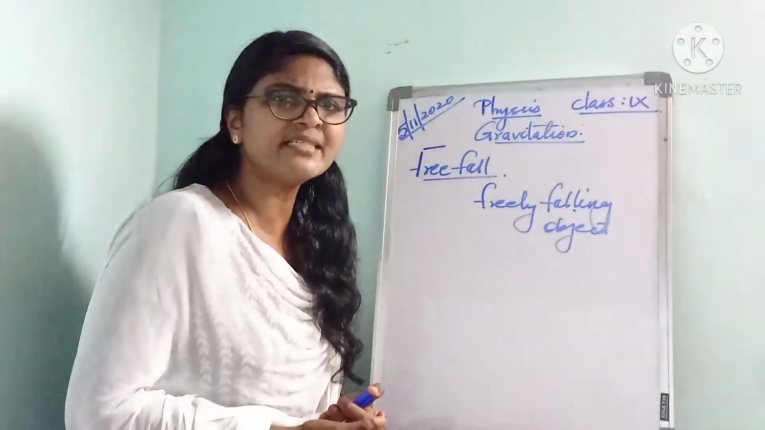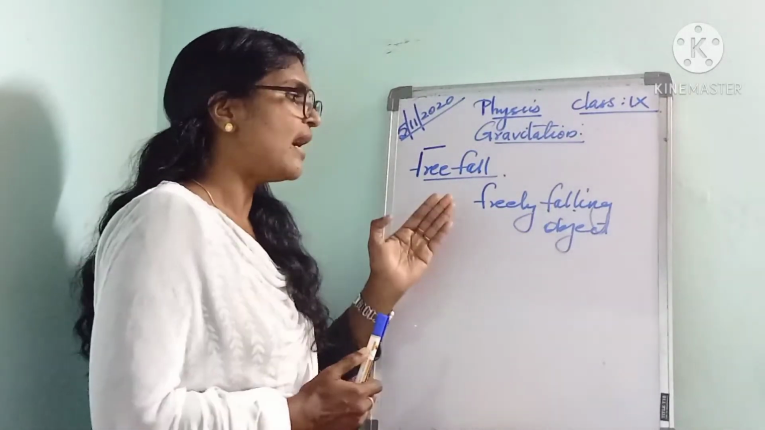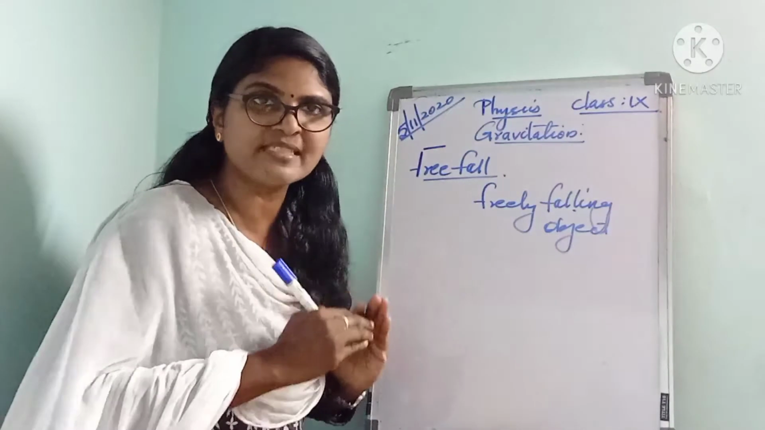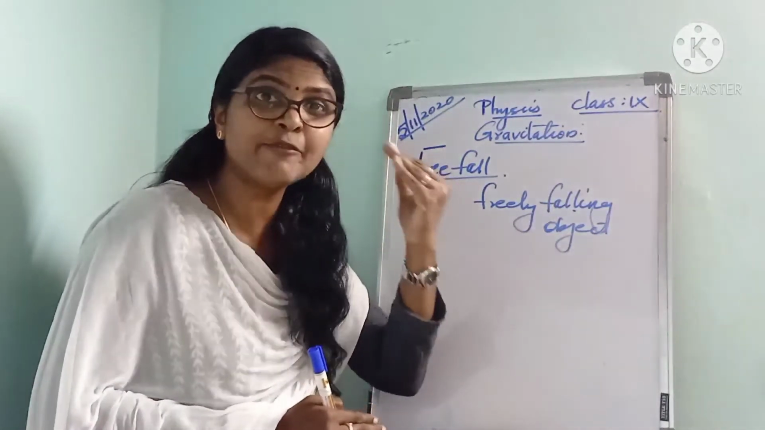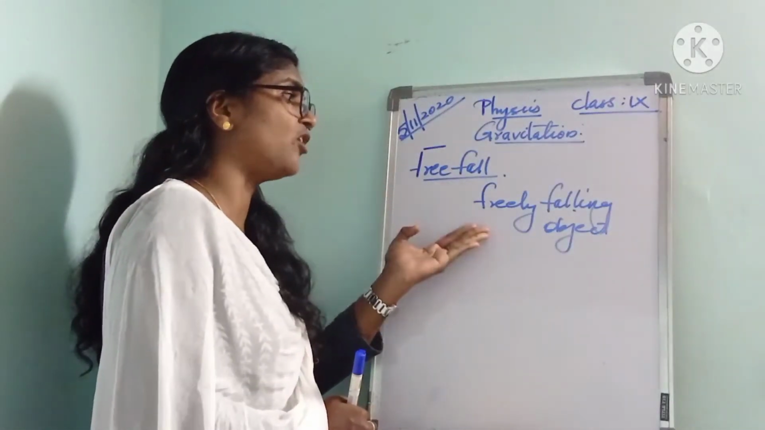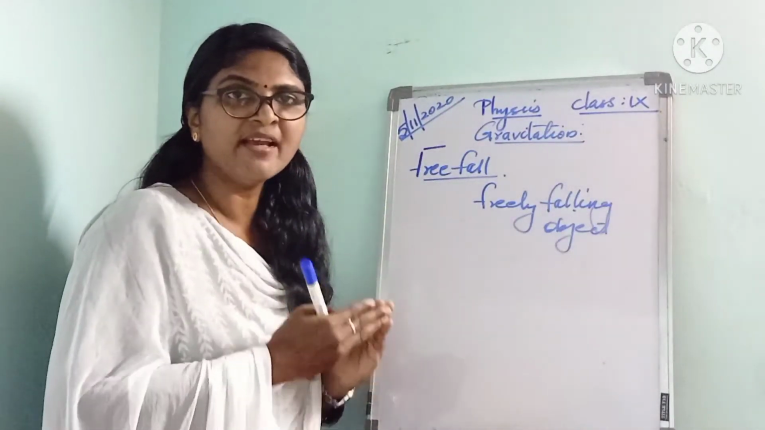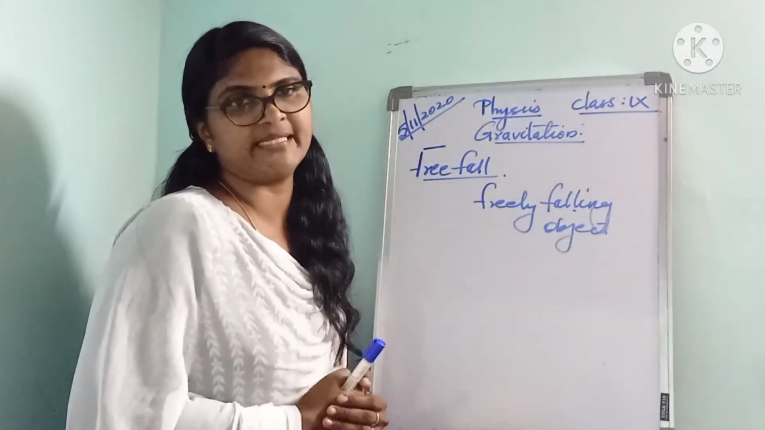All of you got it? Whenever objects fall towards earth under the influence of the gravitational force alone, then we may say that object is in free fall, and such an object is called a freely falling object. Actually, its motion is said to be free fall.